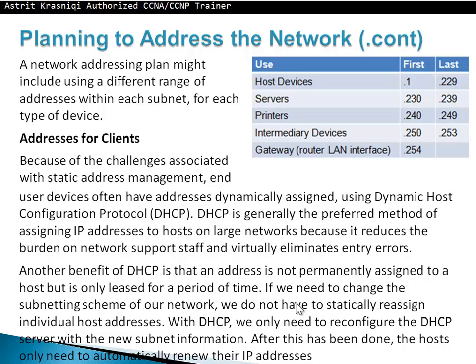For example, if you have, say, 2,000 PCs, you don't want to go around and assign a static address to each PC. It's going to take you days. Get the DHCP to do the job for you. Another benefit of DHCP is that the address is not permanently assigned to a host, but is only leased for a period of time. If we need to change the subnetting scheme of our network, we do not have to statically reassign individual host addresses. With DHCP, we only need to reconfigure the DHCP server with the new subnet information. After this has been done, the hosts only need to automatically renew their IP addresses.